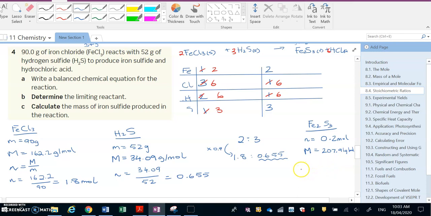Okay, so our mass, and I've already rearranged this formula, is going to be our number of moles times our molar mass. So that's going to be 0.2 times 207.9. So the mass of this that's been produced is 41.582 grams. So I'm just going to round that to 41.58 grams.